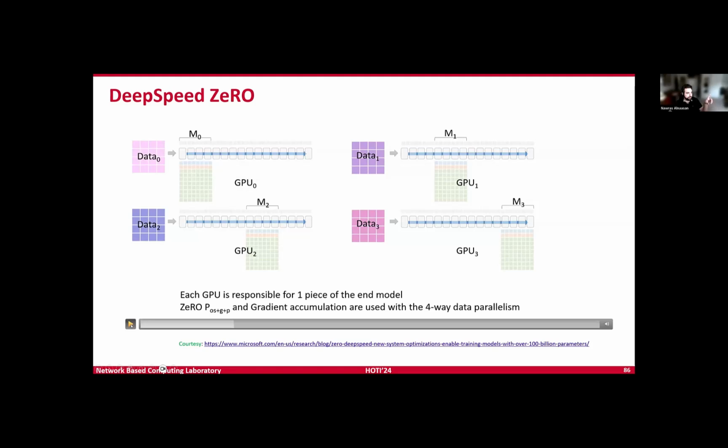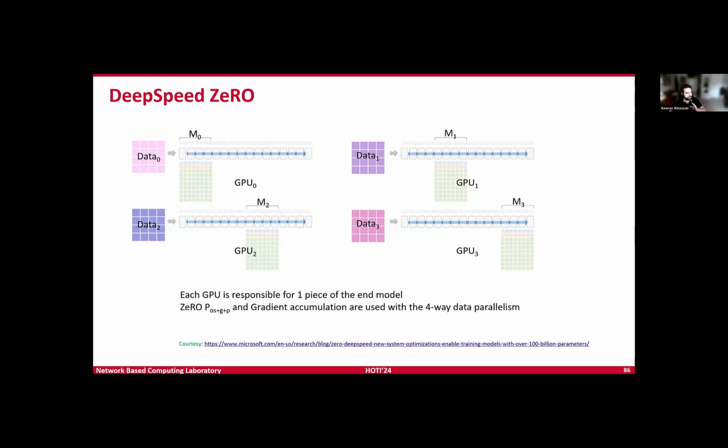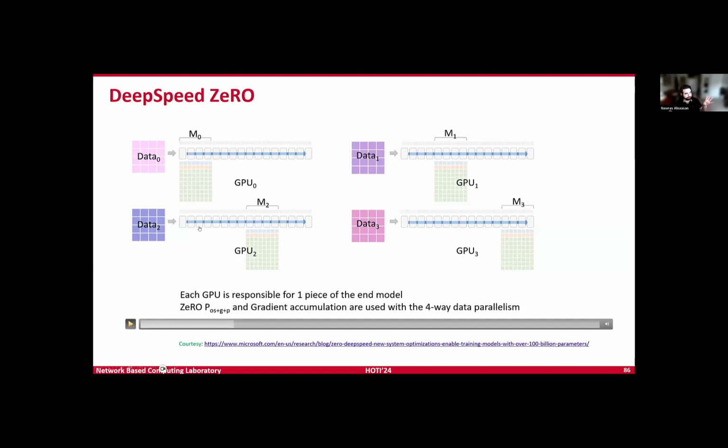Now, with the ZeRO optimizer, ZeRO stage 3, this is basically the highest level of optimization in terms of memory. We're going to shard all of these parameters that we just described, right? So FP16 parameters, gradients, and then all of the other things in FP32.